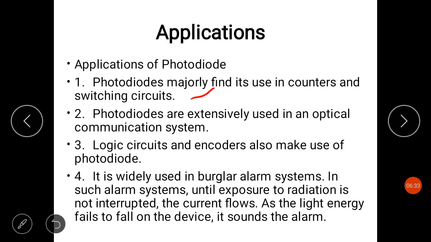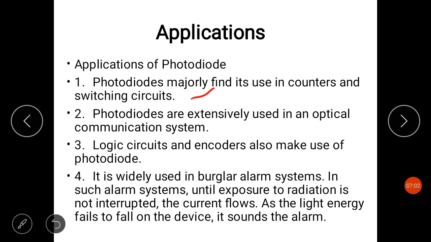Now we connect the photodiode with the counter circuit. Whenever the light beam breaks, the counter gets one increment. So when one item passes, it breaks the light beam, that is, it stops the light beam from reaching the photodiode, and the counter gets incremented. So this is how photodiode is used in counters and switching circuits.